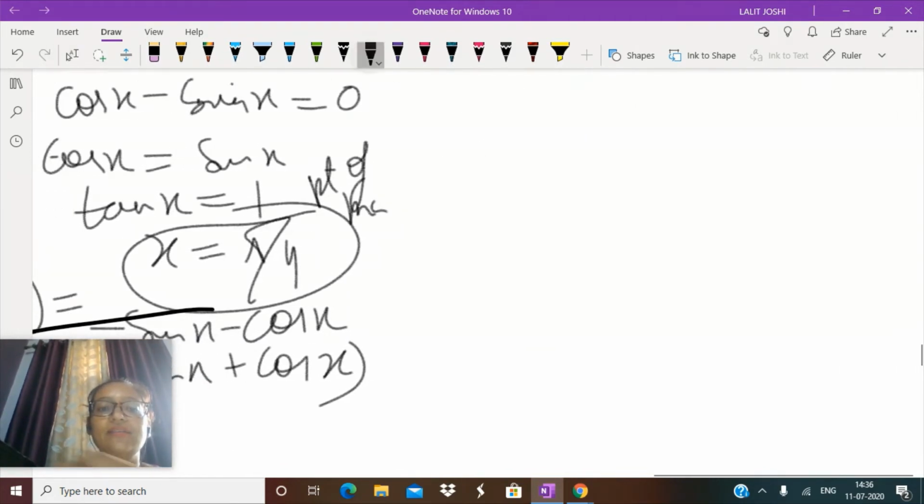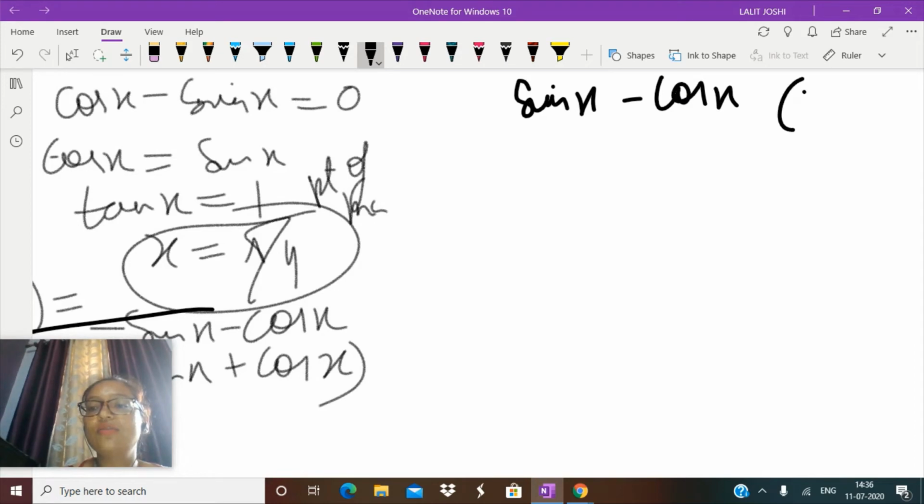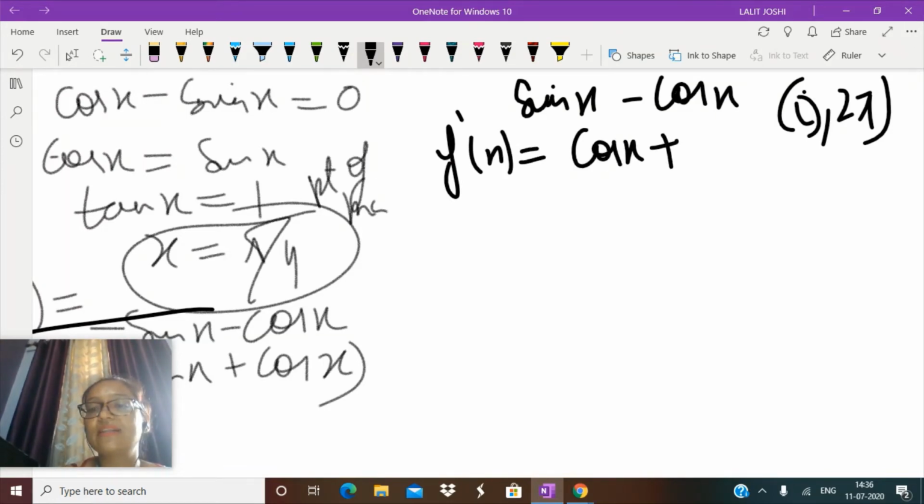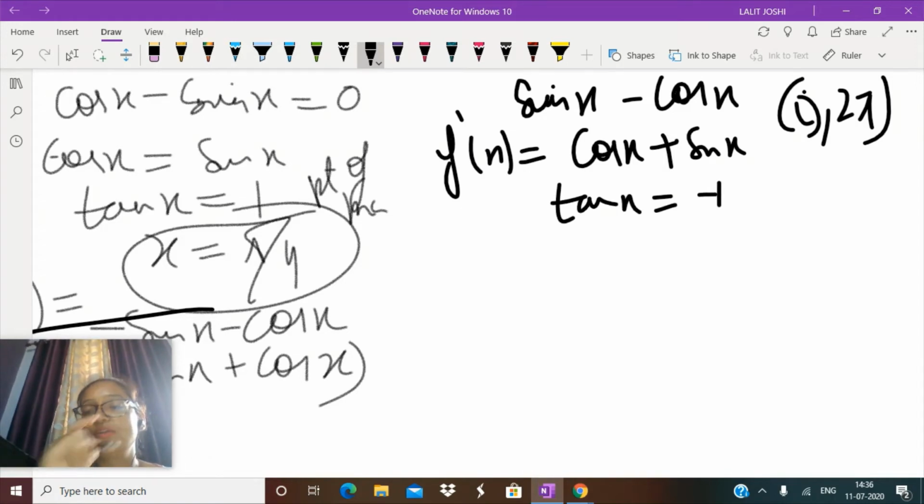Next part is, we have sin x minus cos x, and the range is 0 to 2 pi open interval, right? So if I write the derivative, what will be the derivative? It will be cos x plus sin x, right? So I'll just get tan x is equal to minus 1. So now tan is negative in the second quadrant and in the fourth quadrant.